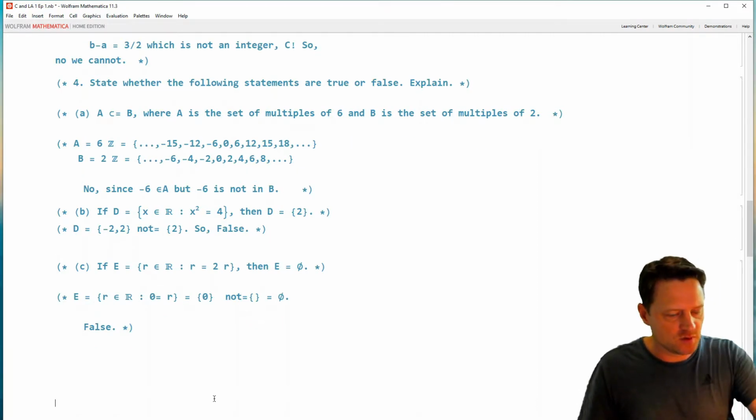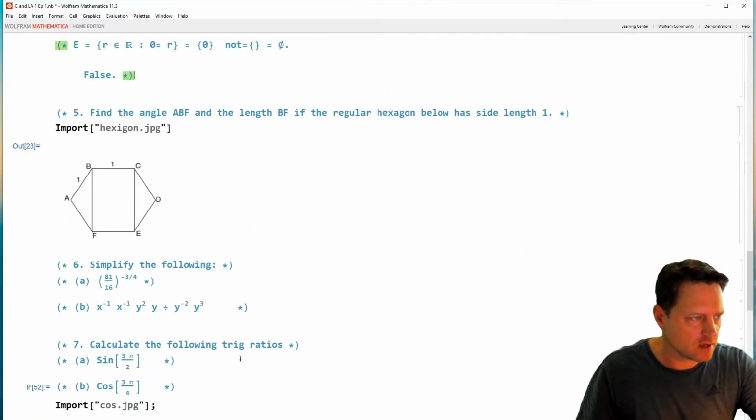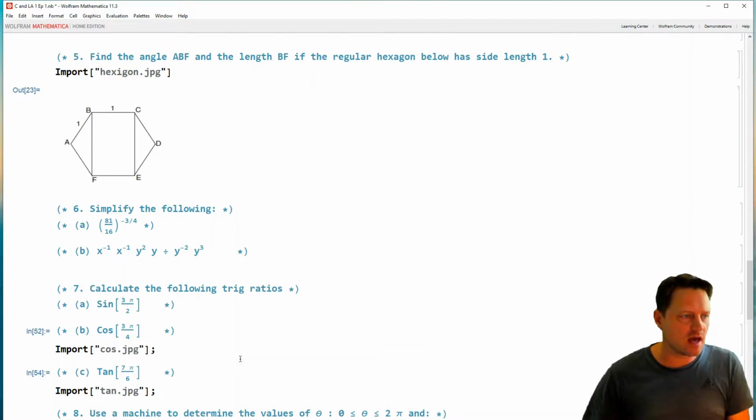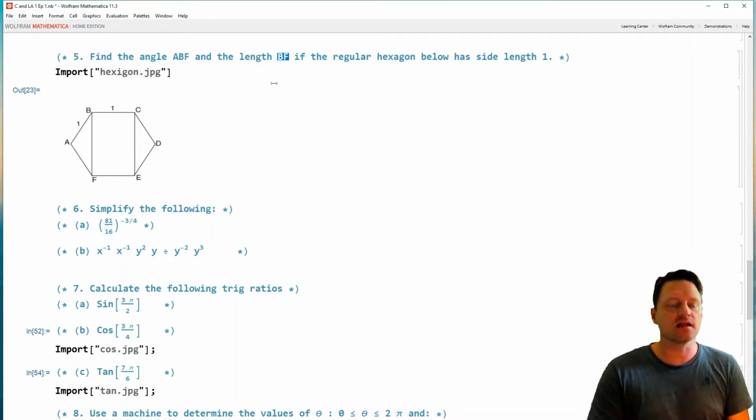All right, let's move on. So get rid of this gap here. Now we've got a geometric question. Find the angle ABF. So that's over here on the left, I think. Let's just assume that it's this because I don't know really how you're meant to write these angles. I think it talks about this angle right here, so that's what I'll work with. And the length BF if the regular hexagon below has side length 1.